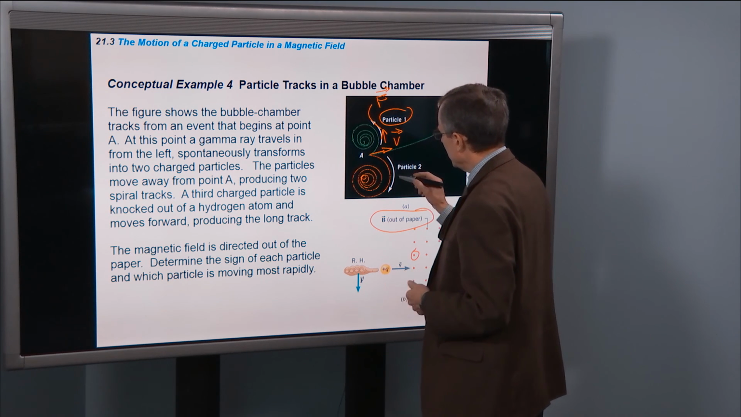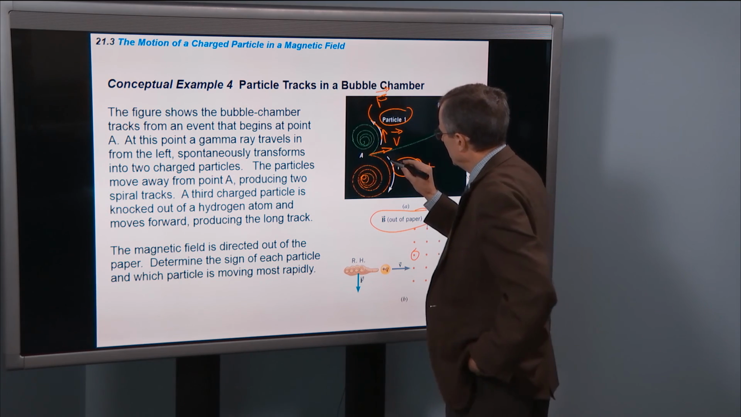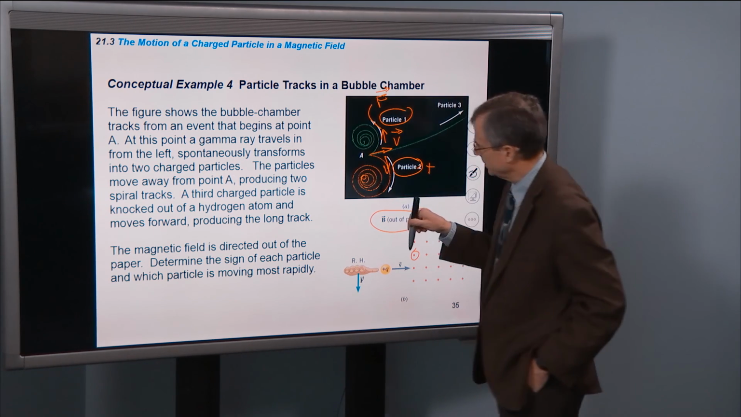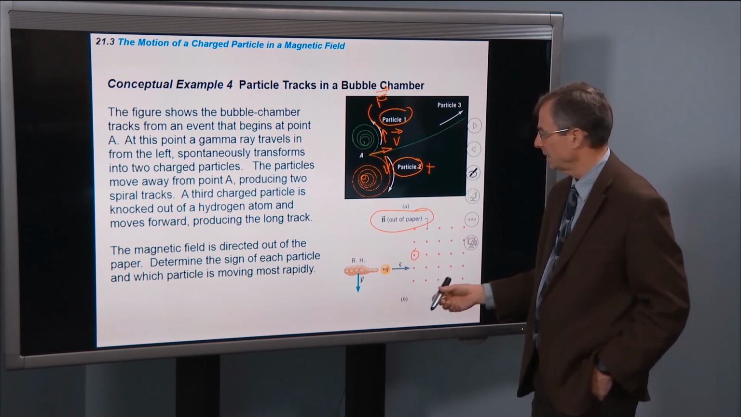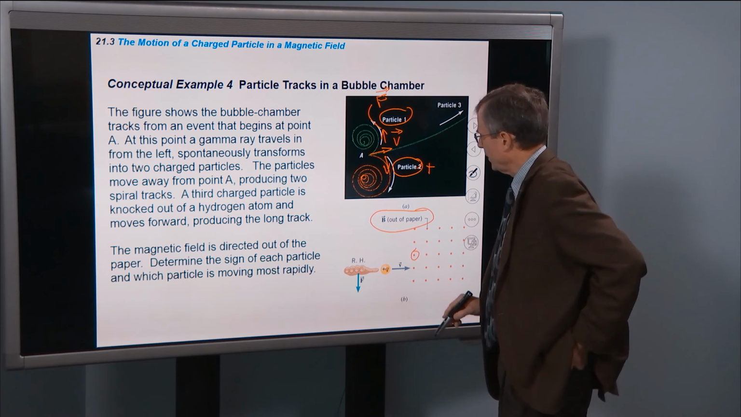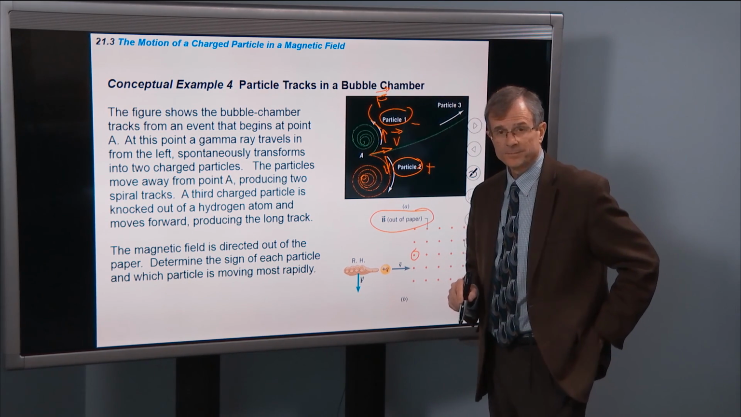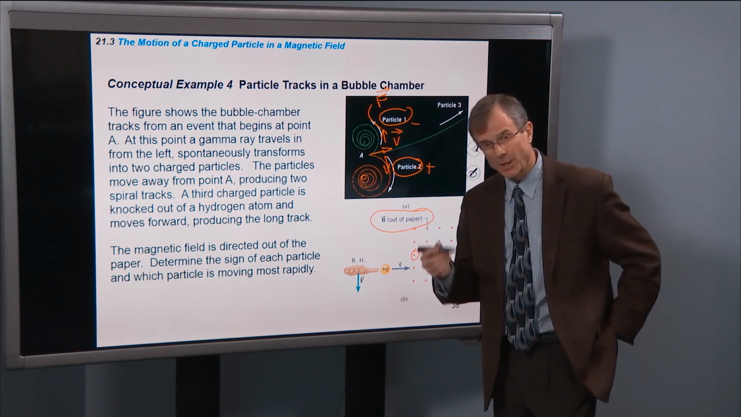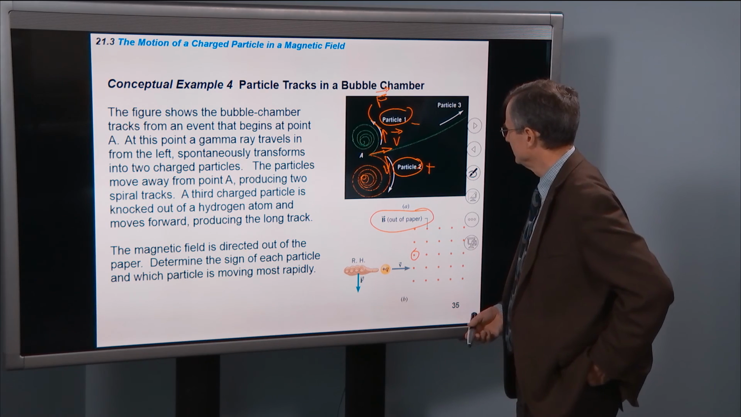So that's actually the case for this particle too. It must be positively charged. The deflection of that particle, it was moving this way, it got deflected downward, down toward the bottom of the screen, and that one must be positively charged. This particle 1 must be negative. Why? Because it moves in the direction opposite to that given by the right-hand rule. Therefore, the charge must be negative.